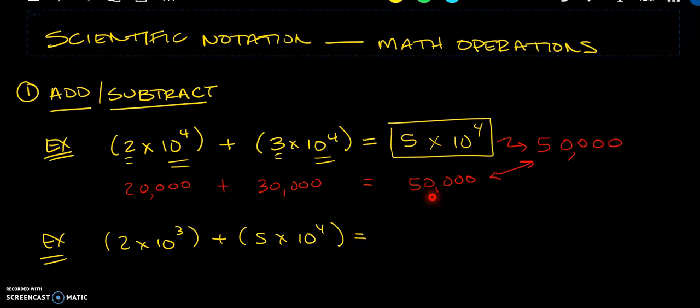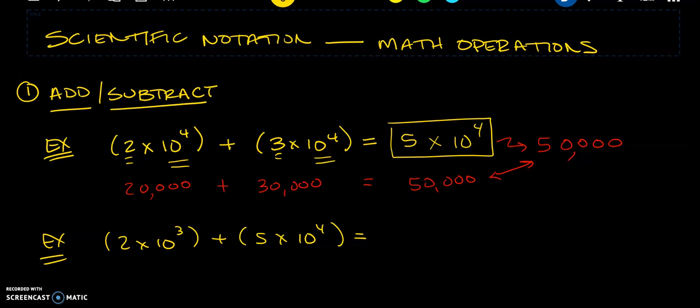20,000, 30,000, 50,000. But what if this number were 2.37809 times 10 to the 7th? And well, you get the point. All of a sudden, it can become a lot more complicated. These simple numbers enable us to learn the rules. So again, common base, common exponent, I'm just adding them up.